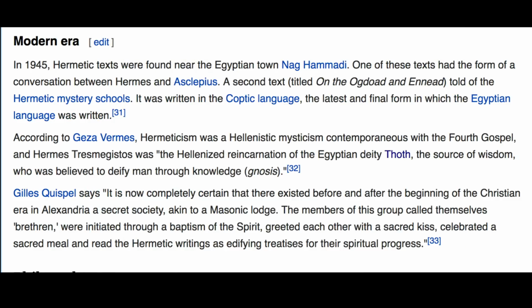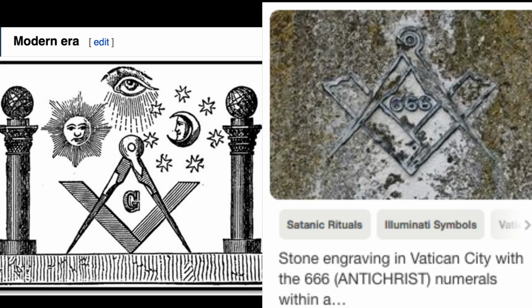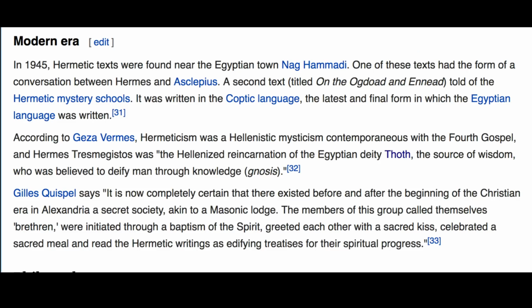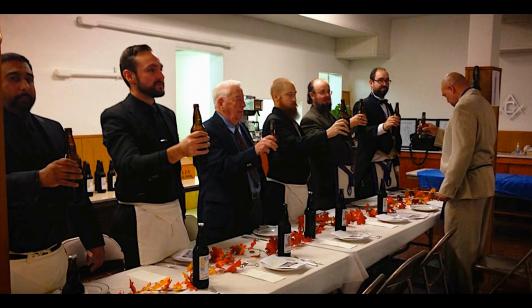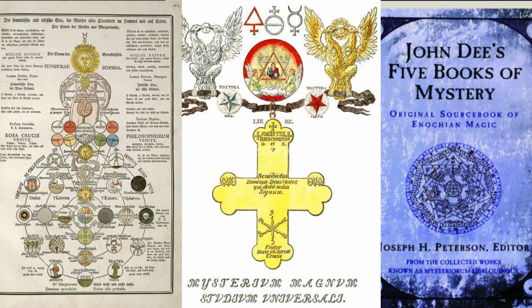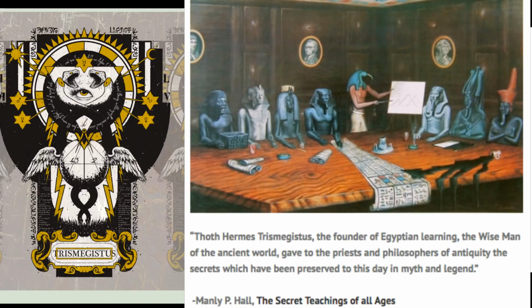Okay, so it says Quispel says it's not completely certain that there existed before and after the beginning of the Christian era in Alexandria a secret society, akin to a Masonic lodge. Okay, Masonry, Masonic lodges. The members of this group called themselves brethren, were initiated through a baptism of the spirit, greeted each other with a sacred kiss, celebrated a sacred meal, and read hermetic writings as treatises for their spiritual progress. You see, hermetic writings.